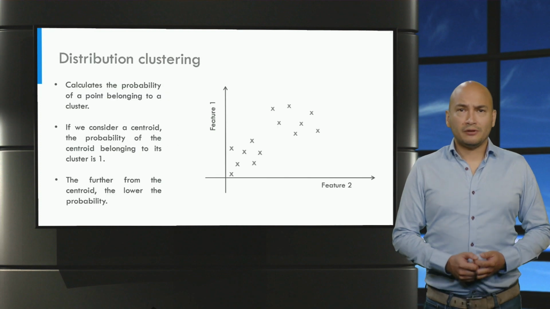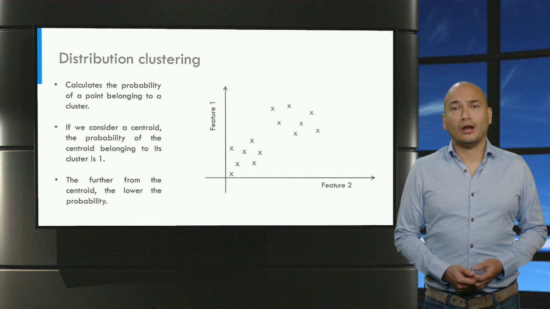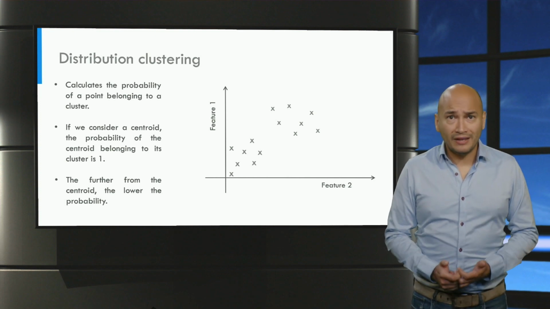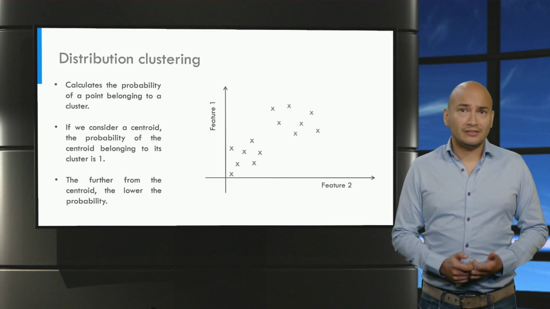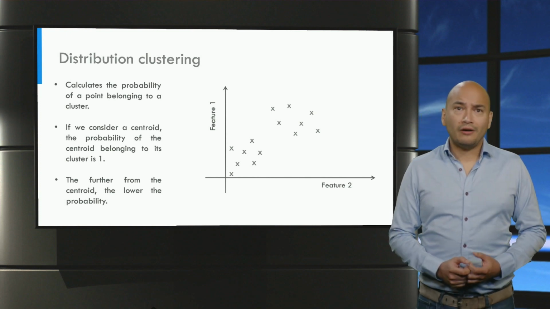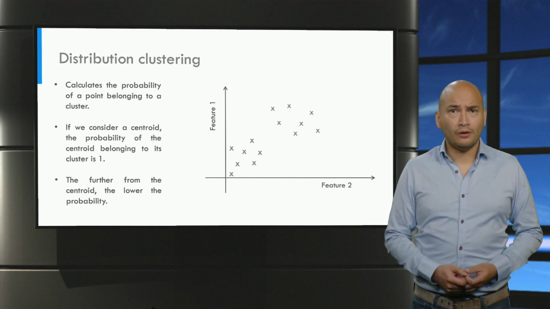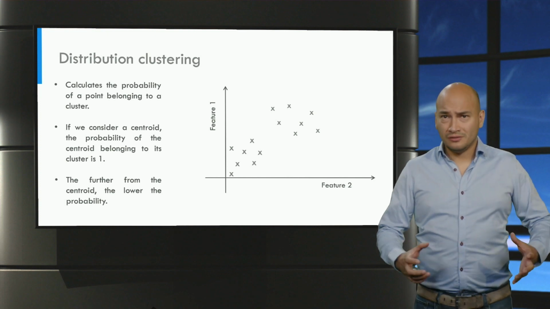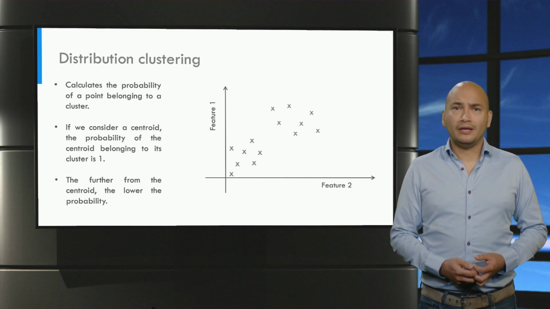Distribution clustering is performed by calculating the probability of a sample belonging to a cluster. It assumes that every sample has a different probability associated with all the clusters. If we consider a centroid of a cluster, the probability of the centroid belonging to the cluster will be 1. The farther away the sample is from this centroid, the lower the probability will be for the sample to be in the same cluster.